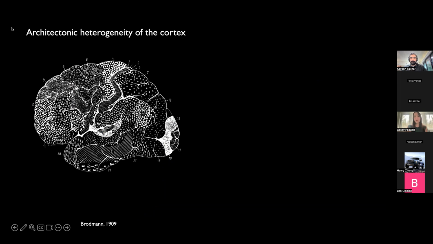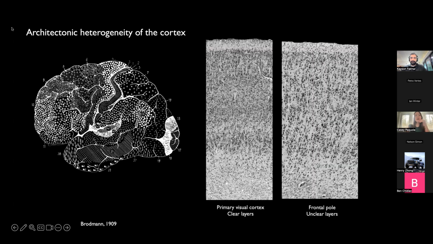So we all know neuroanatomists have recognized for over 100 years that the cortex is very heterogeneous. If you've ever looked in a neuroscience textbook, you probably know this picture from Brodmann, the famous map of cytoarchitectural areas. What it doesn't show is how those areas really differ. If we look at some 1 micron scans of Nissl stained human brain tissue, on the left, for example, you have V1, and on the right, frontal pole. Even to the untrained eye, in V1 you can see some layers.